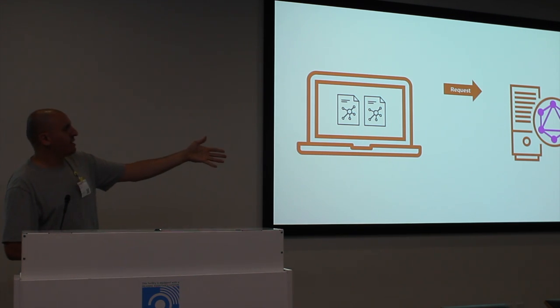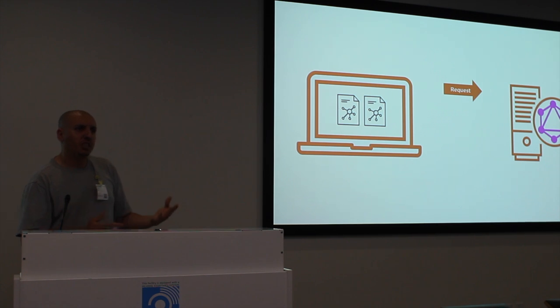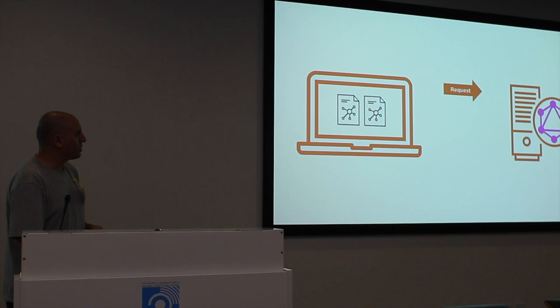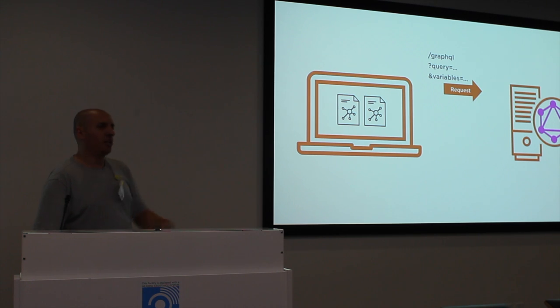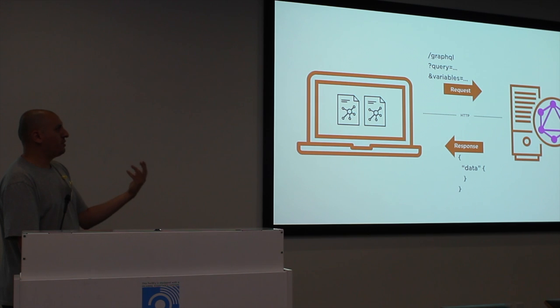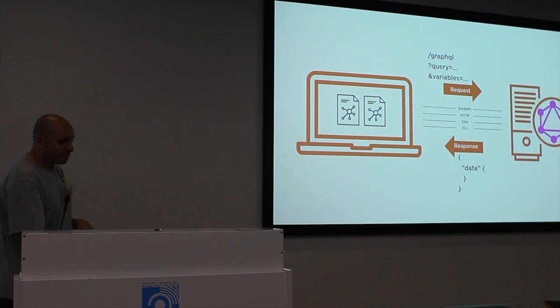GraphQL itself is interface agnostic. It doesn't need HTTP, but HTTP would be one popular choice for web applications. We send the request somehow through an interface. Let's assume that's HTTP. We send the request. It could be /GraphQL. Here's my query, and here are any variables in case the query uses variables. And then the server can send us a response using JSON over HTTP. This could be over sockets or SSH or anything else.